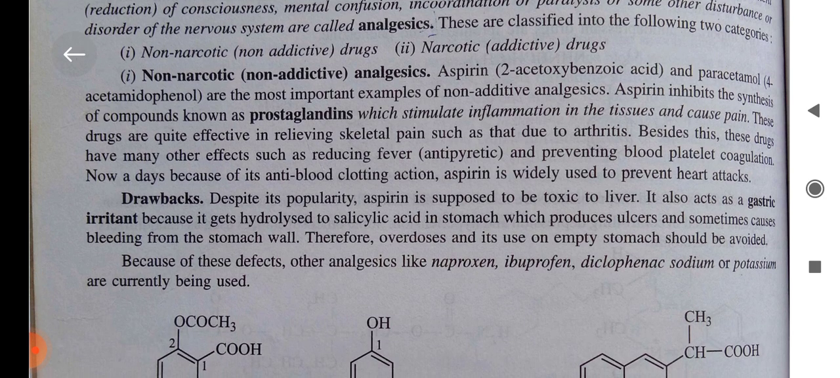Non-narcotics. Aspirin and paracetamol are the most important examples of non-addictive analgesics. Aspirin inhibits the synthesis of a compound known as prostaglandins, which stimulate inflammation in the tissue and cause pain. These drugs are quite effective in relieving skeletal pain such as that due to arthritis. Besides, these drugs have many other effects such as reducing fever and preventing blood platelet coagulation. Nowadays, because of its anti-blood clotting action, aspirin is widely used to prevent heart attacks.